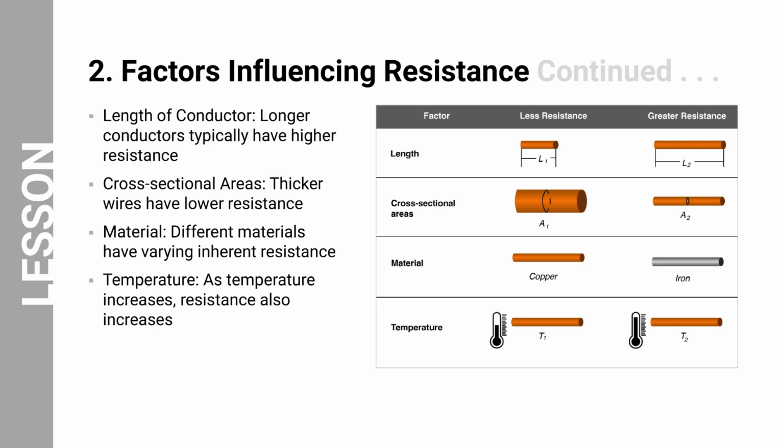Cross-sectional area. Thicker wires have lower resistance because they provide a larger pathway for electrons. Material. Different materials have inherent properties that affect their ability to conduct electricity. Conductors like copper and aluminum have low resistance, while insulators like rubber have high resistance. Temperature. For most materials, resistance increases with temperature.